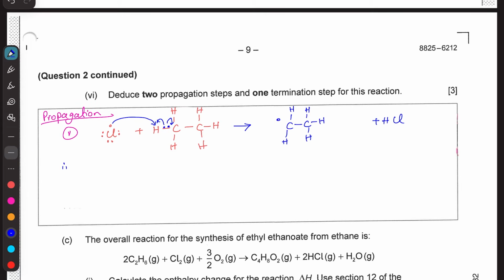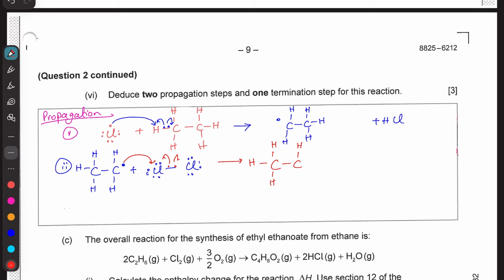Now this ethyl free radical will attack a chlorine molecule and snatch away a chlorine from this. So I can just write it in this way. This is the radical. This is the chlorine molecule. So this will attack this chlorine. This bond breaks in a homolytic fission. As a result, you'll have chloroethane as one of the products, and you have chlorine free radical. These are your propagation steps.